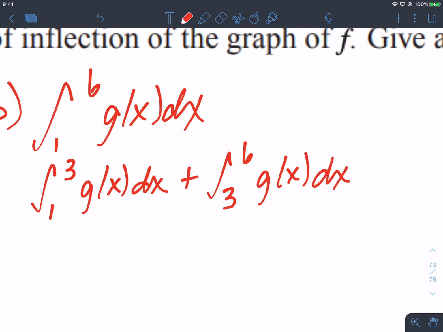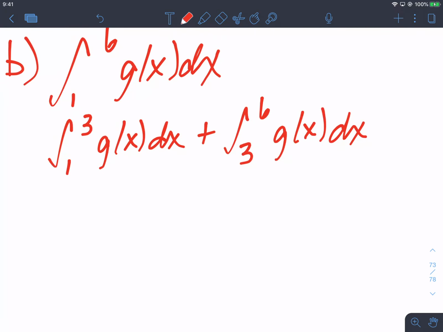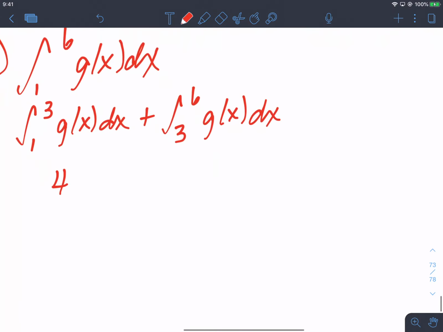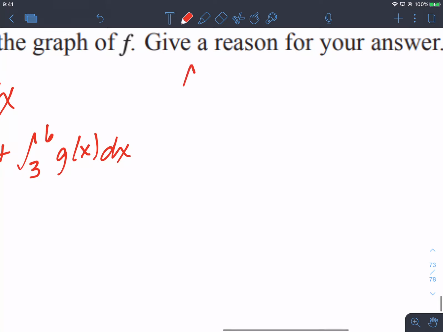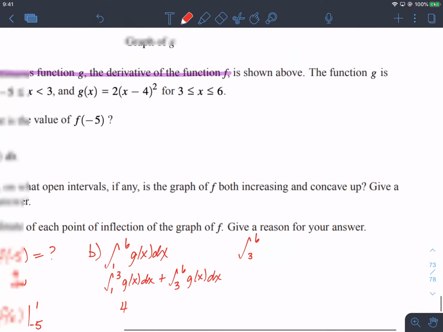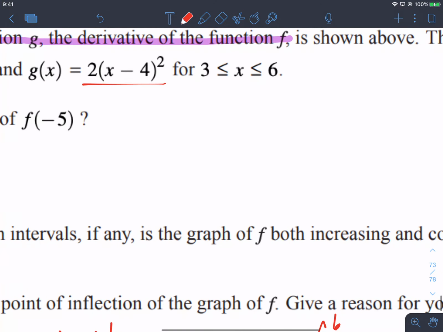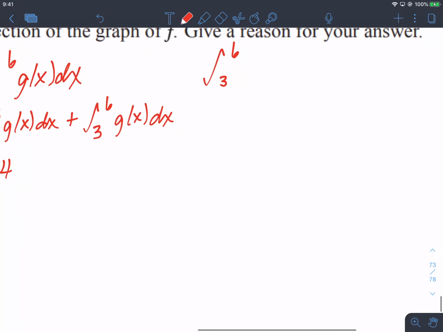So the integral from 1 to 3, the area from 1 to 3, we saw was a box. It was a 2 by 2 box, so that's just an area of 4. And then let's take a look at this integral of g of x from 3 to 6, and I'm going to do it off to the side here. The function g from 3 to 6, and we can get this from the original problem, is 2 times (x - 4) squared.